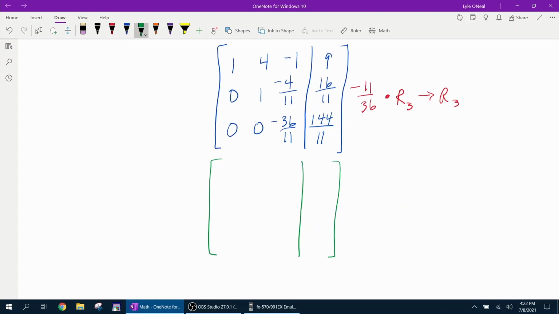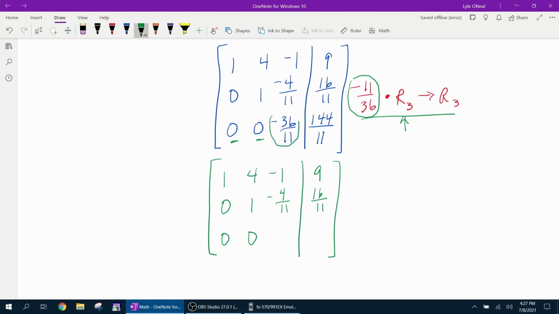And again, the first step in doing this row operation and writing the new matrix is to copy and paste the stuff that doesn't change. And then we can execute our row operation, multiplying every element in row 3 by negative 11/36. 0 times anything is still 0. So notice we get to retain the objectives that we've already achieved. Multiplying any fraction by its reciprocal will give us a 1. And a negative times a negative does make that a positive 1.